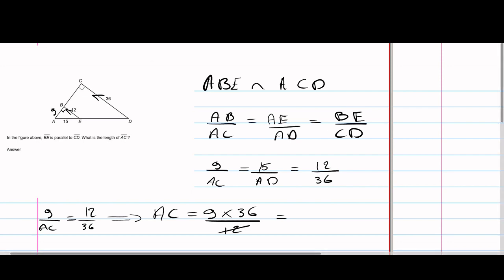I could simplify 12 and 36. It will be 9. I would simplify 12 and 36 by 12. 12 divided by 12 is 1. 36 divided by 12 is 3. 9 times 3 is 27. So the length of the segment AC is going to be 27 from A to C.